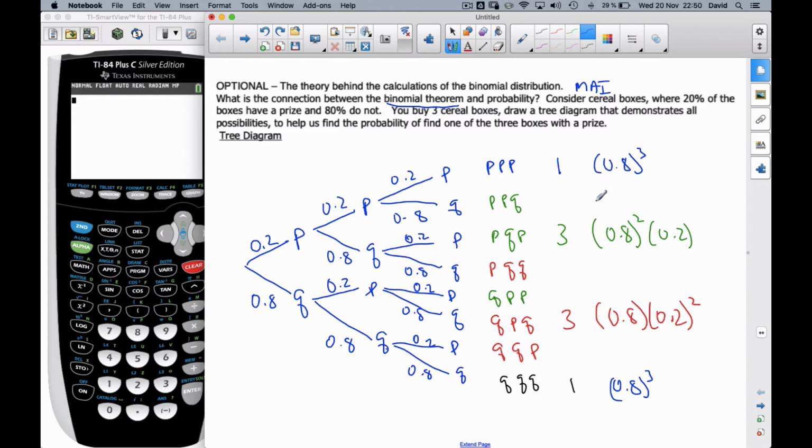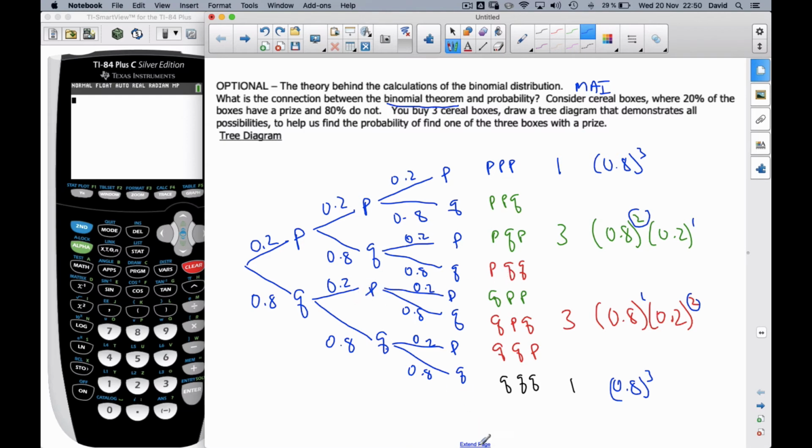Okay, and so you can start to see patterns exist. Like if I want to get 3 prizes, it's this. If I want 2 successes and a fail, well, here's 2 successes and a fail, 1 success and a fail. And so these exponents add up to the number of trials you're going to have.